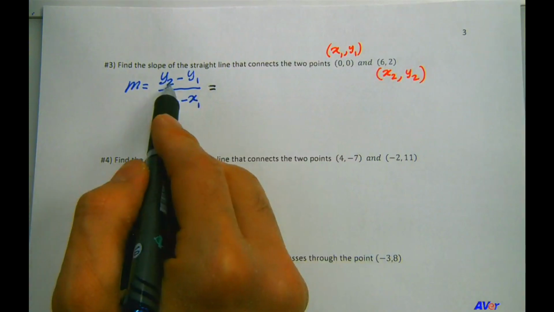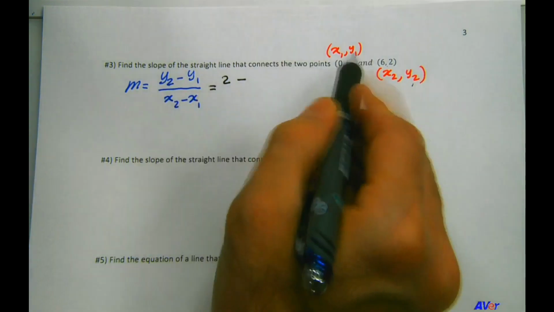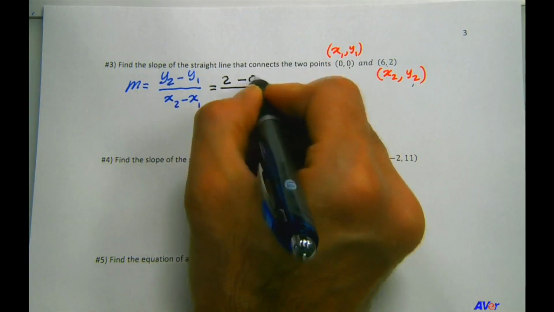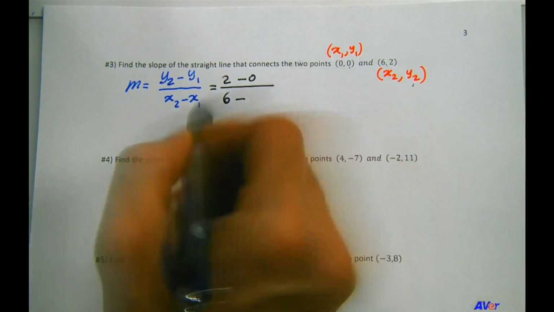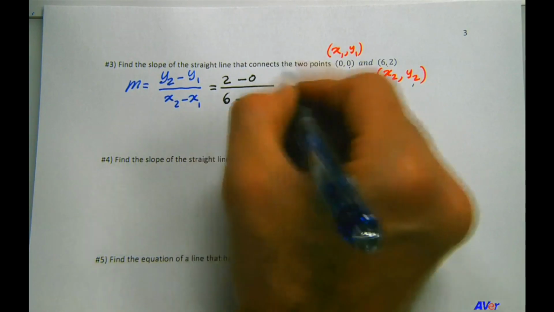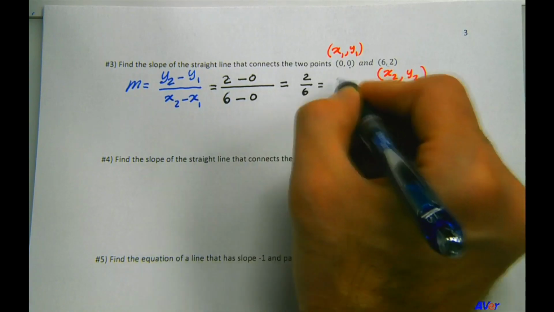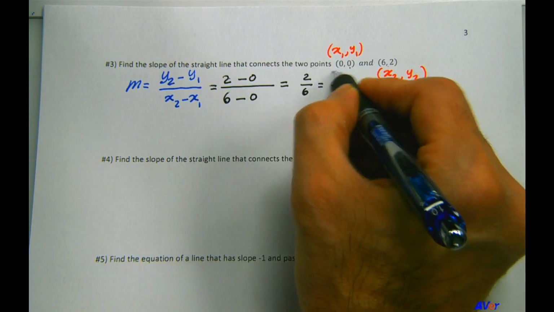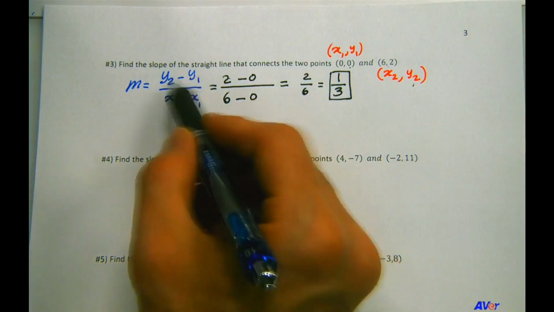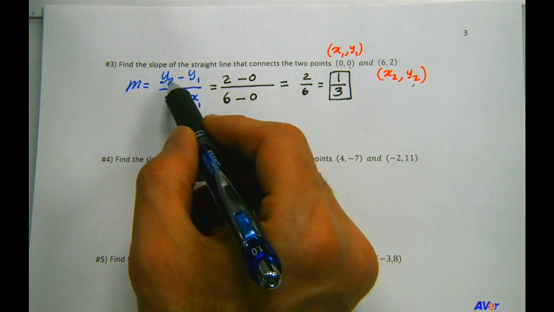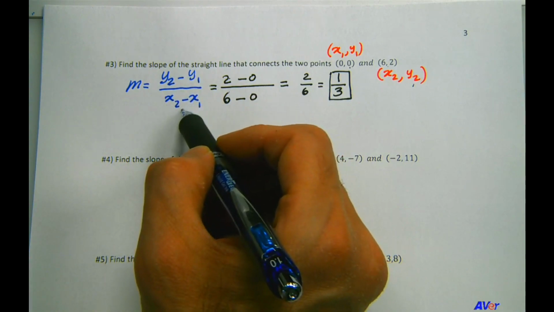Okay, so then let's plug in. Then y2 would be 2 minus y1, which is 0, divided by x2, which is 6, minus x1, which is 0. So we have 2 over 6, which simplifies to 1 over 3. Okay, so that's the slope of that. So again, the order of subtraction, you should keep it the same. If y2 minus y1 in the numerator, then x2 minus x1 in the denominator.